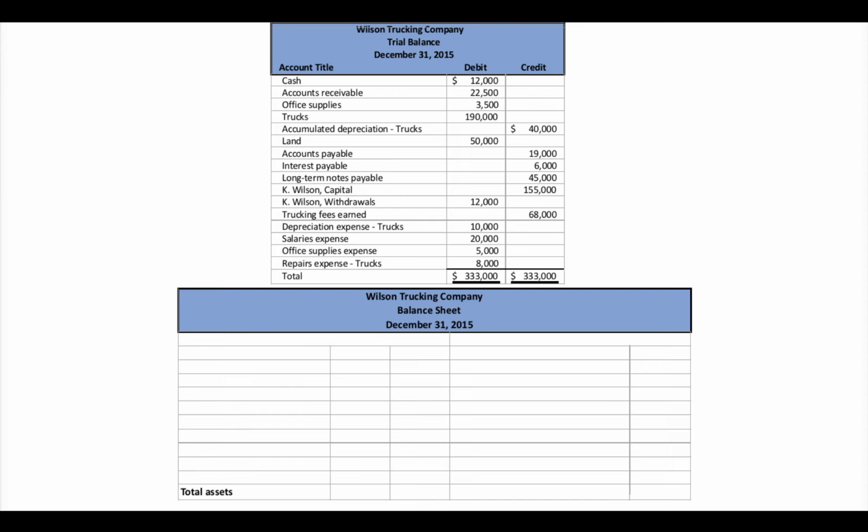Okay, so pause. Go ahead and try this out. I'm assuming you're back now from that, and I'm walking you through the answer. Okay, so this will be divided between current assets and our plant assets again. Similarly, we've got these 3 accounts going into current assets: cash, accounts receivable, office supplies. Plant assets is going to be our trucks minus depreciation plus land.